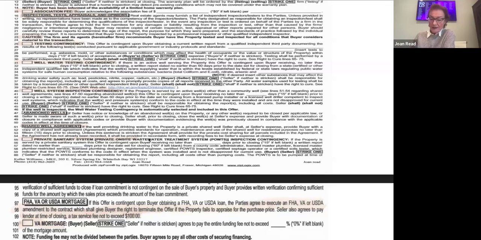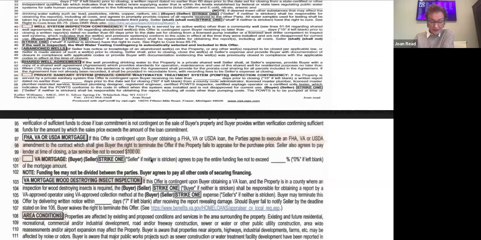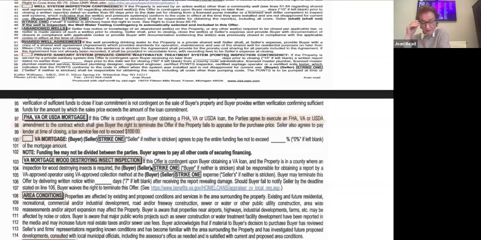Then the next part in the addendum A is under sanitary system. It's called POWTS, private on-site wastewater treatment system. And this is an inspection contingency. If you are in an area where there are individual private sanitary systems for the property that your buyer is buying, you want to make sure that this is included.